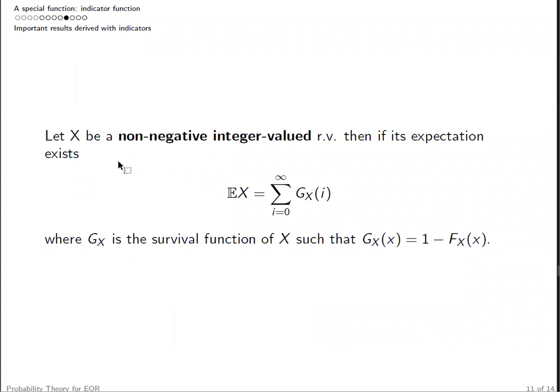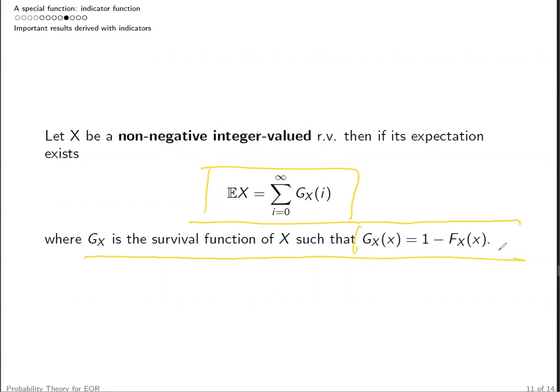So let X be a non-negative integer valued random variable. So X only takes values 0, 1, 2, 3, those non-negative integer values. Then the expectation of X can be written in this way, which is a summation of survival function values evaluated from 0, 1, 2, 3 until infinity. And the survival function here is 1 minus the CDF.